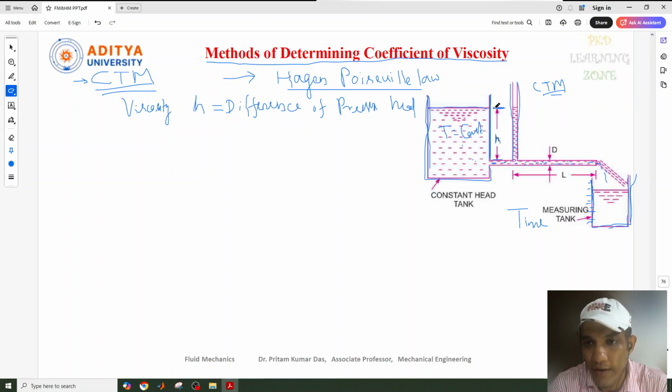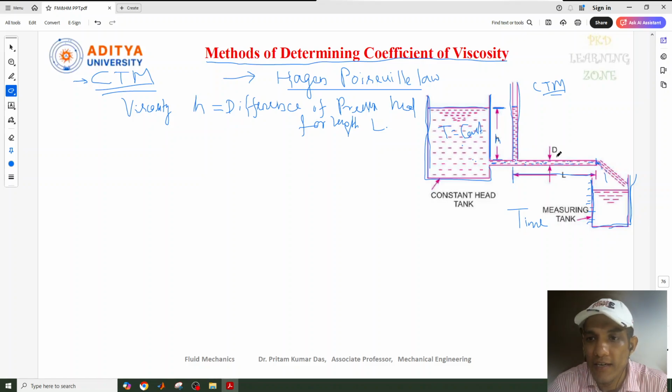Here we have a different pressure, and at this point we have a different pressure level. So the pressure at this point, and the pressure at this point, with a distance of L. So H is nothing but the difference of pressure head for a length L. That means here what is the pressure, and here what is the pressure. That means we need to check it.